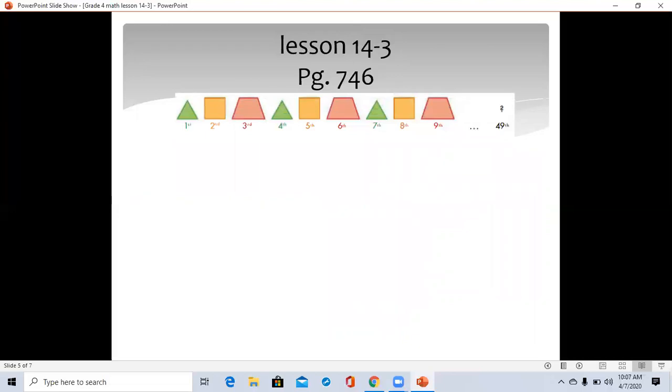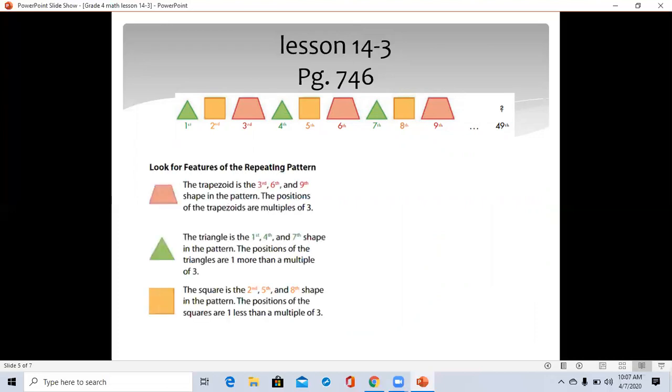It's a triangle, square, trapezoid. Triangle, square, trapezoid. So look at the features of the repeating pattern. The trapezoid is the 3rd, 6th, and 9th shape in the pattern. So the positions of the trapezoid are multiples of 3. We can use that number to predict what will be next and what will be before that.